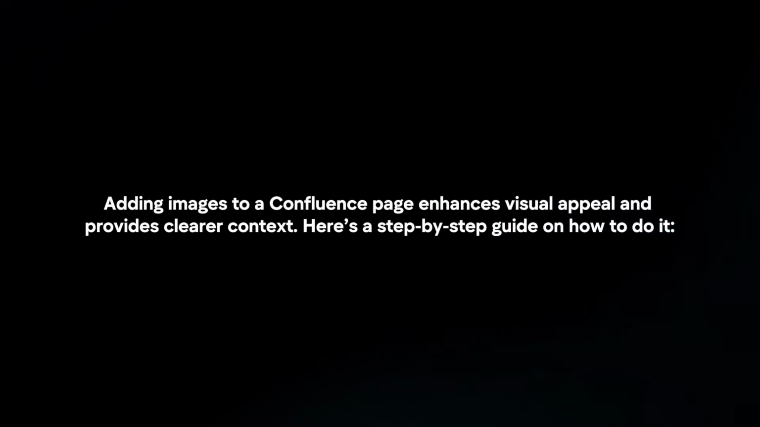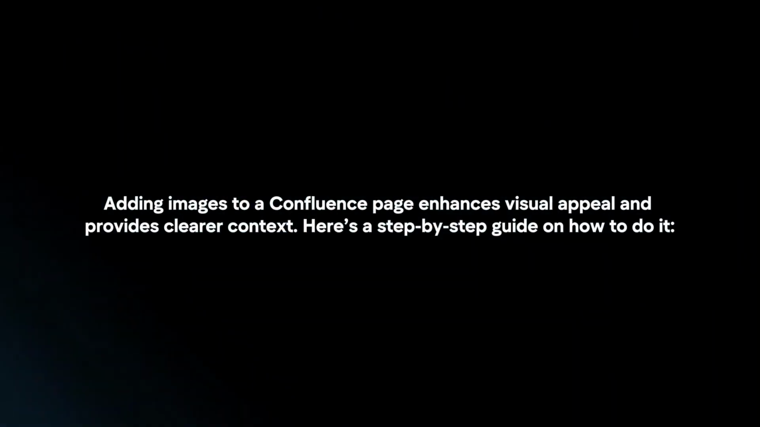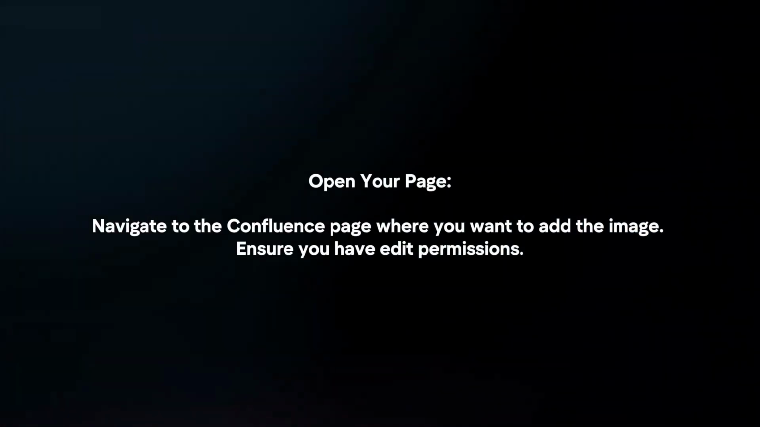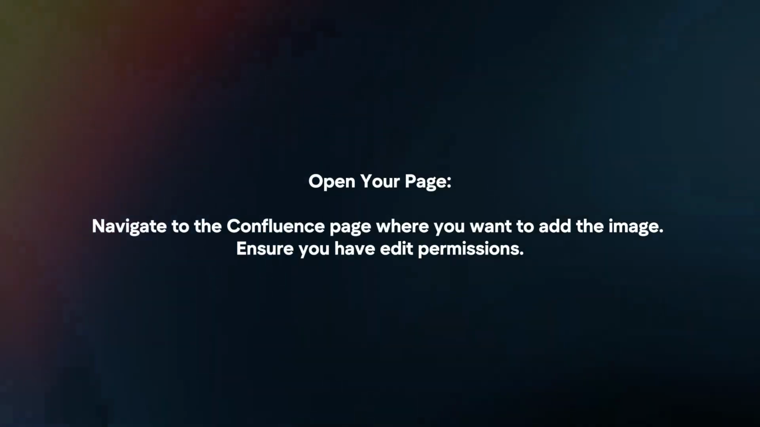Adding images to a Confluence page enhances visual appeal and provides clearer context. Here's a step-by-step guide on how to do it. Open your page. Navigate to the Confluence page where you want to add the image. Ensure you have edit permissions.